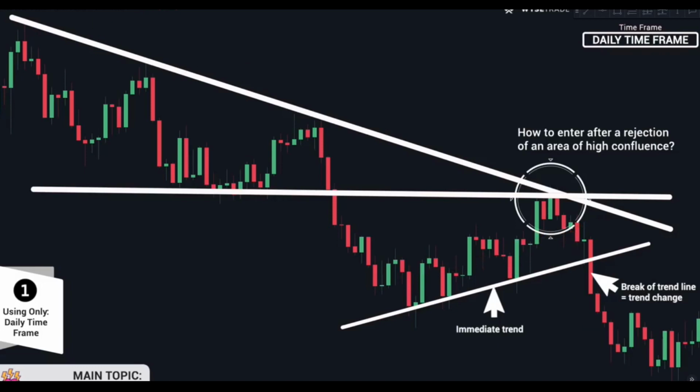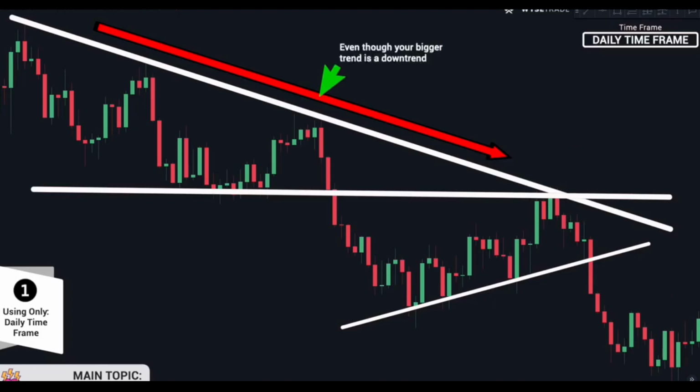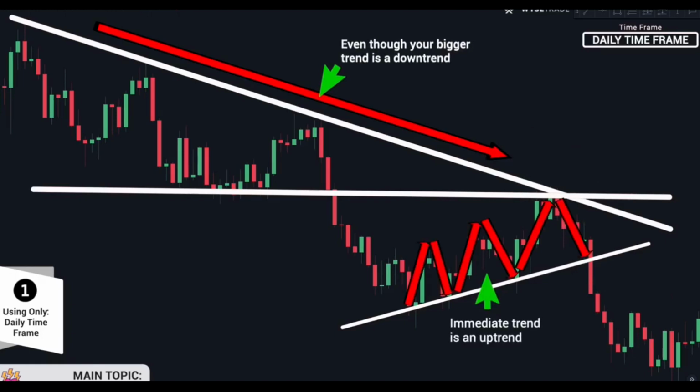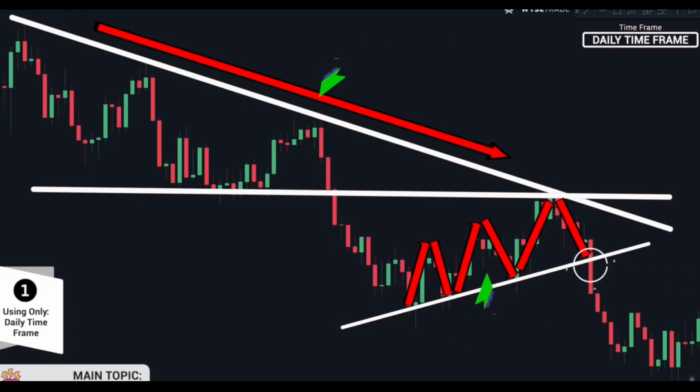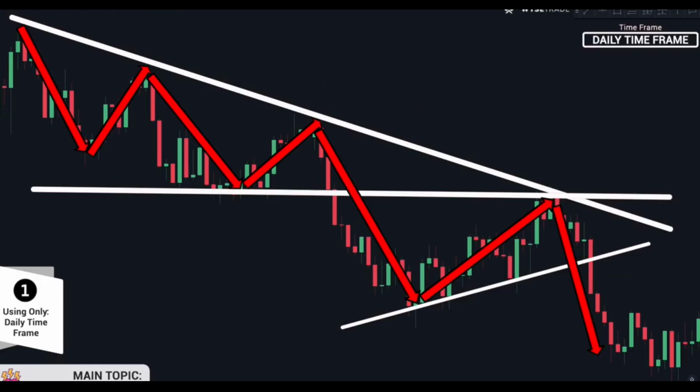This is a very important concept to understand because even though your bigger trend is a downtrend, your immediate trend is an uptrend, and the moving uptrend can continue and break right through and trigger a larger trend change. This is why it was so important for the short-term trend to be over through the trendline break so that the bigger trend can continue.